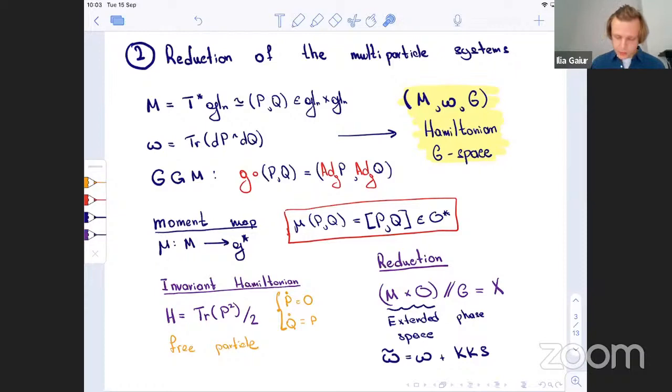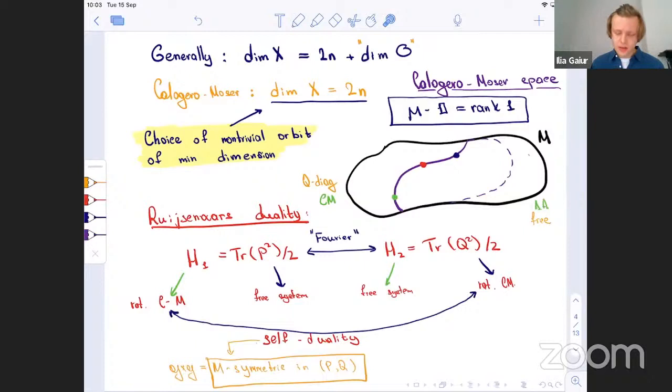We obtain that the dimension of the reduced phase space is equal to 2n, which is Darboux coordinates, plus some function that depends on the dimension of the orbit. Generally, this is the dimension of the orbit minus the dimension of the stabilizer for this orbit. What are the Calogero-Moser systems? The Calogero-Moser systems may be viewed as the systems for which the reduced space dimension equals 2n.